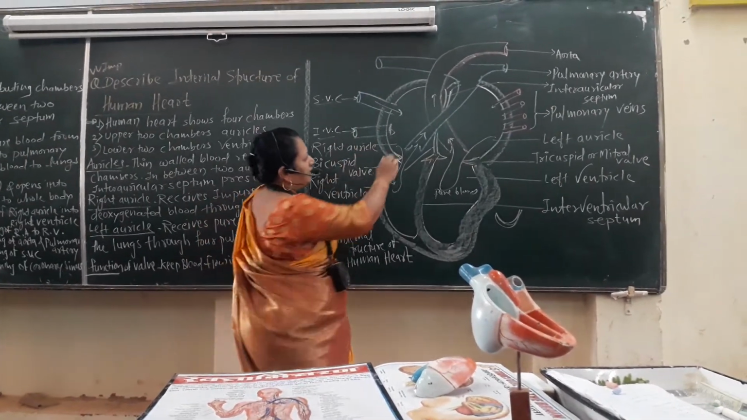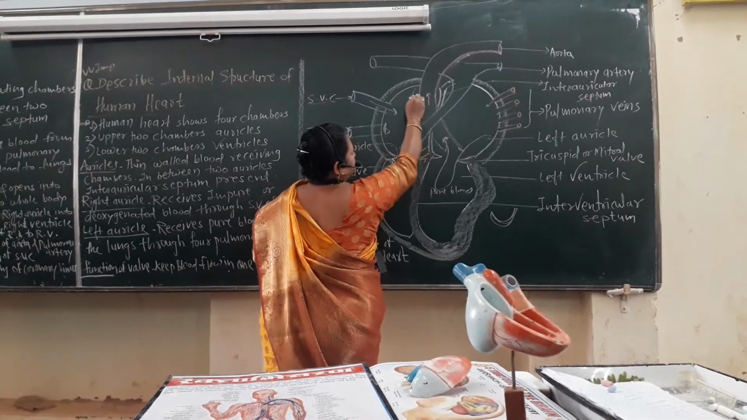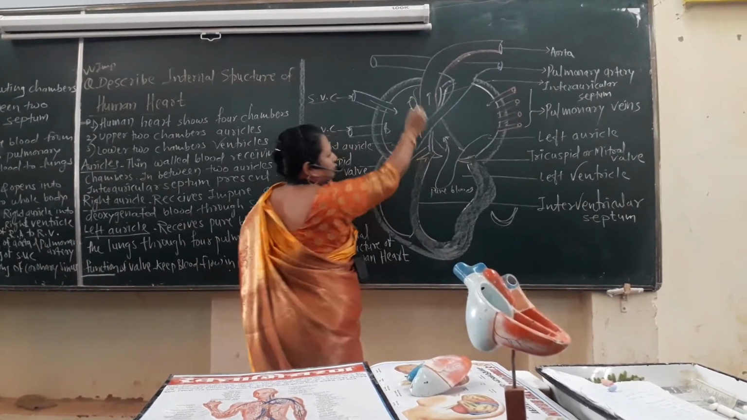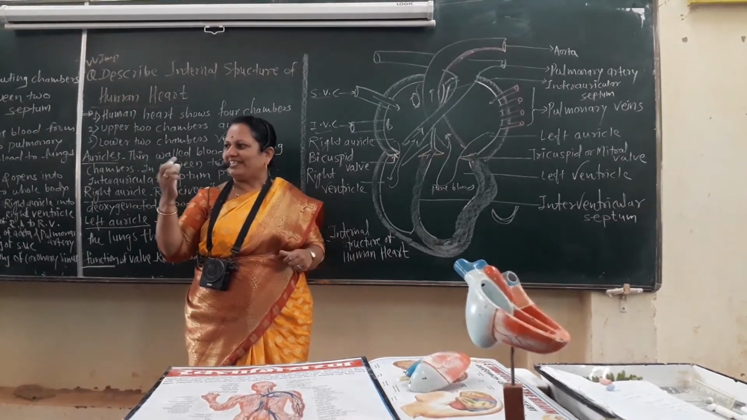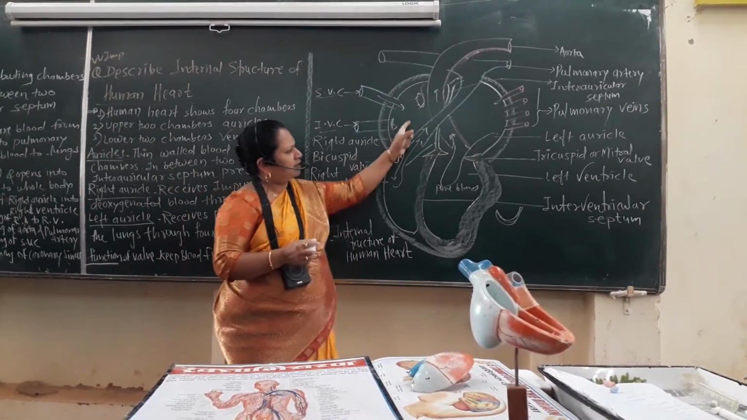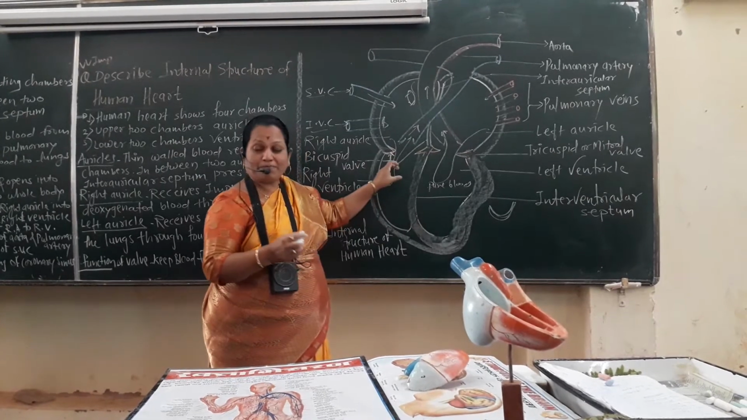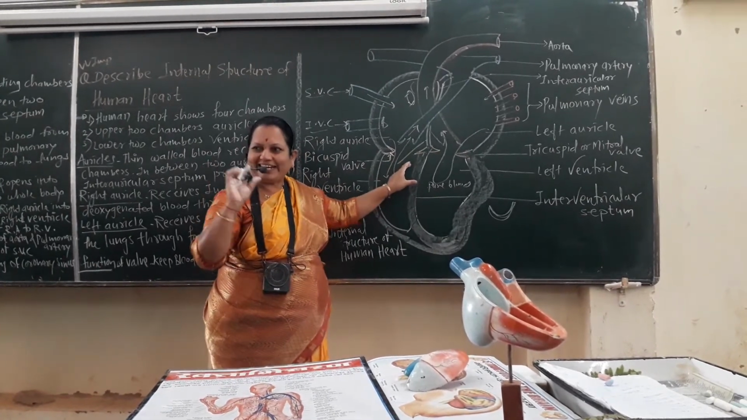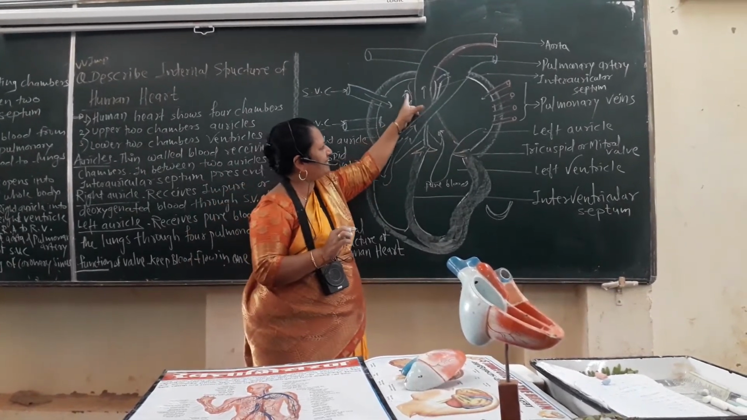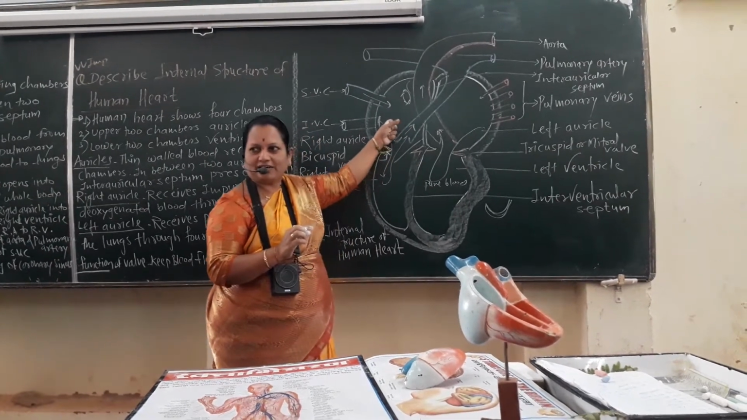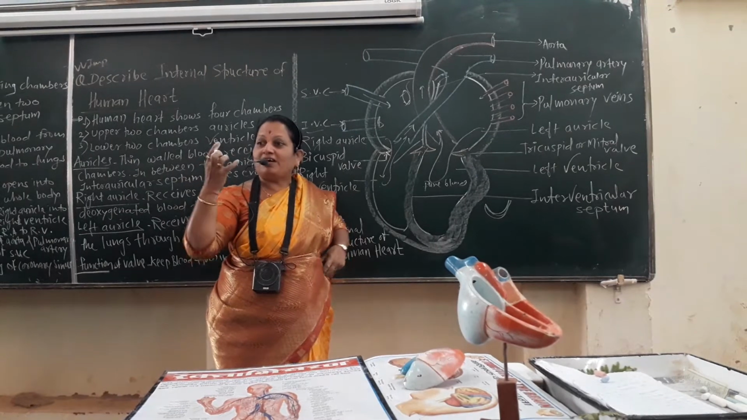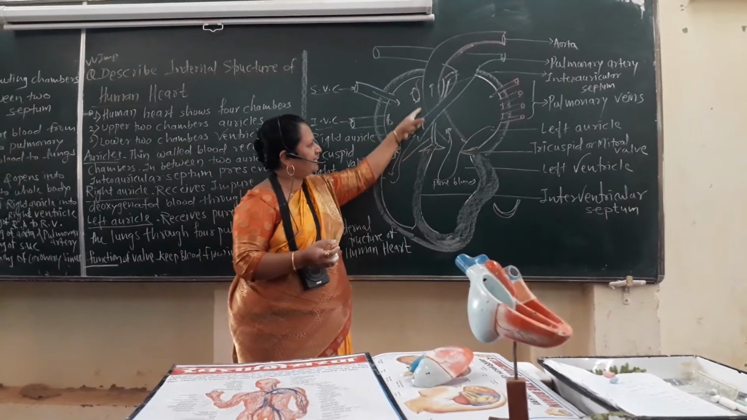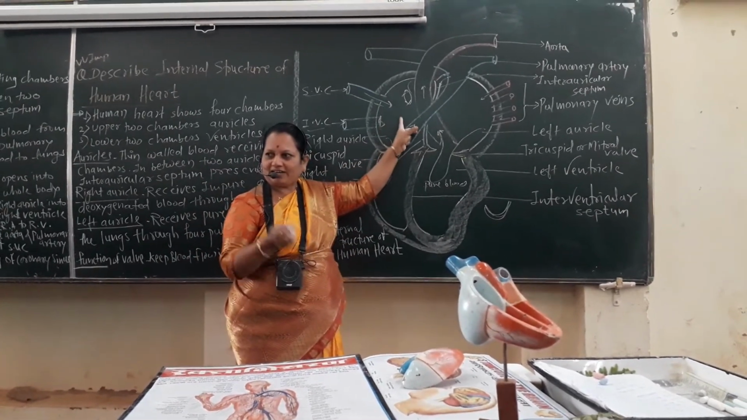Why is it called inferior? Because it collects impure blood from the inferior part of the body. Then next, at the opening of coronary sinus, there is another valve called the Thebesian valve, which is present at the opening of coronary sinus. All the impure blood from the wall of the heart is collected into the coronary sinus and opens into the right auricle. That means impure blood from the body and impure blood from the heart wall finally enter which auricle? Right auricle.